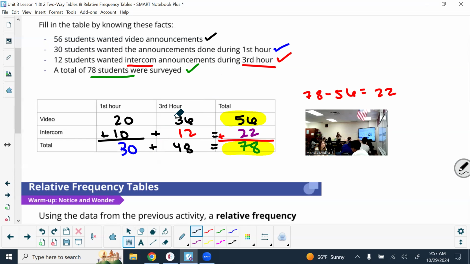All right, so stop beside conversations. You could work it this way: 56 minus 20 is 36. Or you could work it this way: 48 minus 12 is 36. But no, you cannot just randomly pick numbers. It has to work no matter what way you're adding.